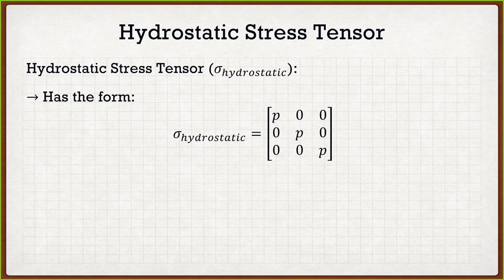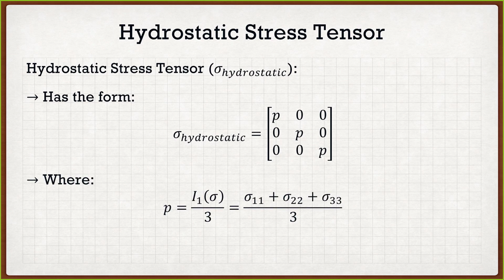And the only real unknown that we have is going to be that hydrostatic stress P. But we have a formula for it, where P is the first invariant of sigma divided by 3. So all I need to do is go sigma 1,1 plus 2,2 plus 3,3, and then divide it by 3. After I find P, I just substitute it into the tensor above, and that's it. That's the hydrostatic stress. Again, it should be nice and simple.